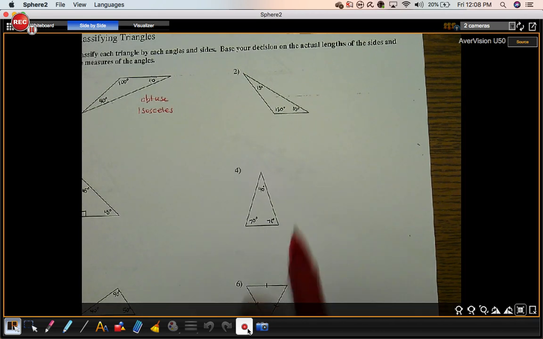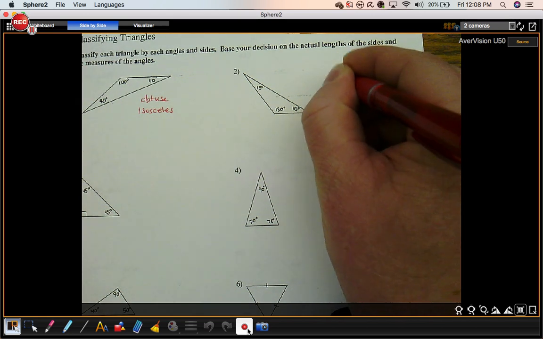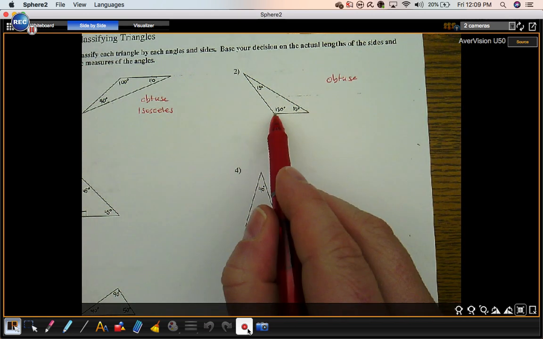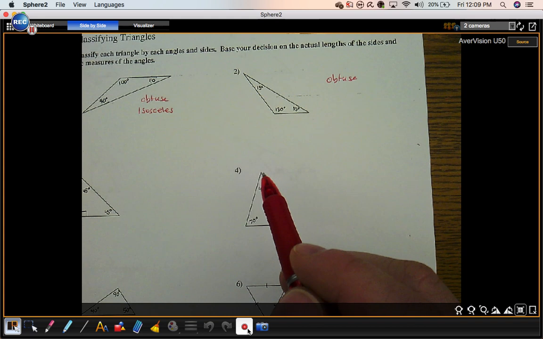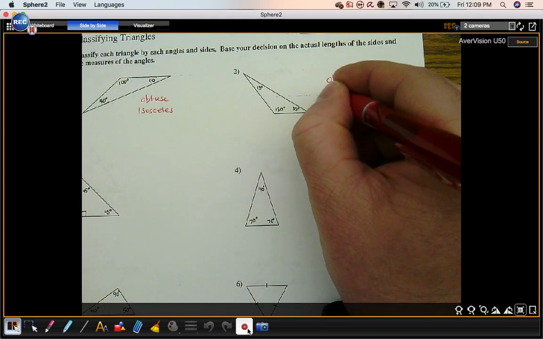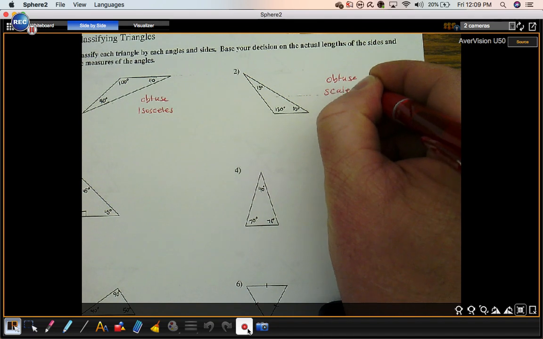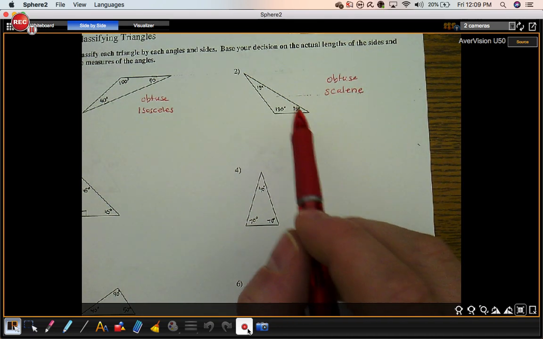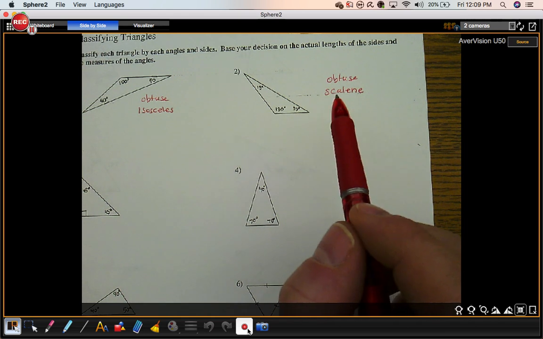So number 2, this is also an obtuse triangle because you have one angle that's bigger than 90. These other two angles do not match. If all of the angles are different, then that means all the side lengths are different. So it's scalene.